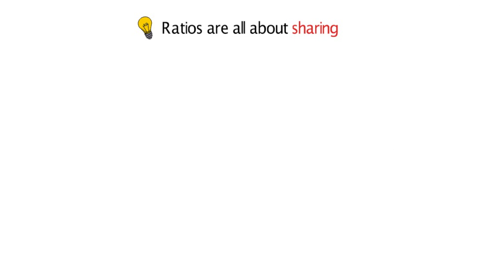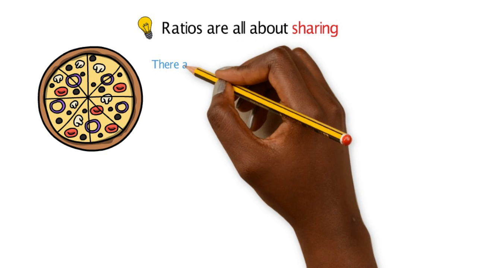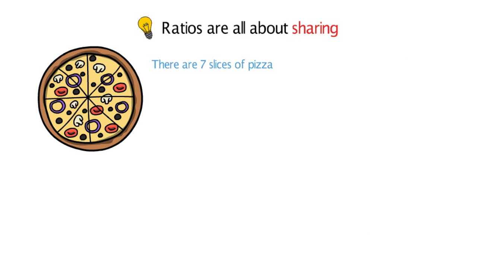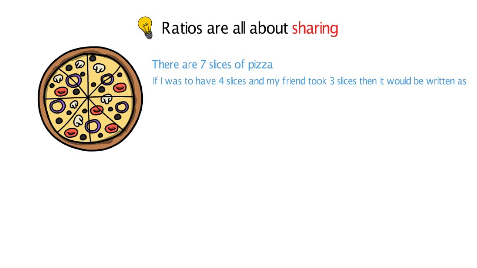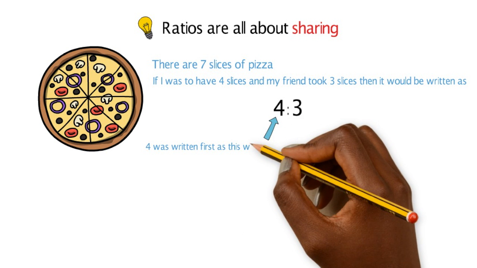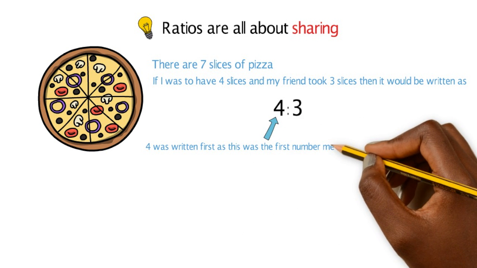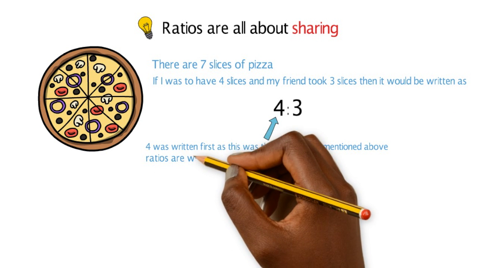So in this example below, if we have a pizza, this pizza has 7 slices. Let's say there was a situation where I was to have 4 slices of pizza and a friend took 3 slices. As a ratio, that would be written as 4 with the colon 3. So ratios you always write with a colon. And the reason why 4 is the first number is because in the statement above, 4 was the first number mentioned. So you always write ratios in order of which numbers are mentioned first, and so on. So just always note that with ratios, you have colons.